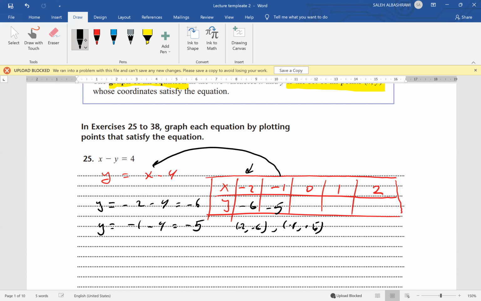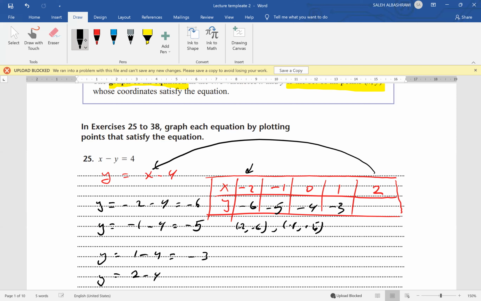Now third one. Replace x by 0. I will have y equal to minus 4. This will be the third point, 0 and minus 4. Now, if x equal to 1, replace x by 1. So y equal to 1 minus 4, that will give me minus 3. Now, if x equal to 2, replace x by 2. I will have y equal to 2 minus 4, that is minus 2.